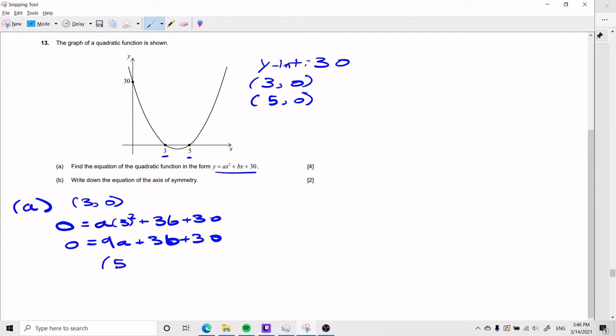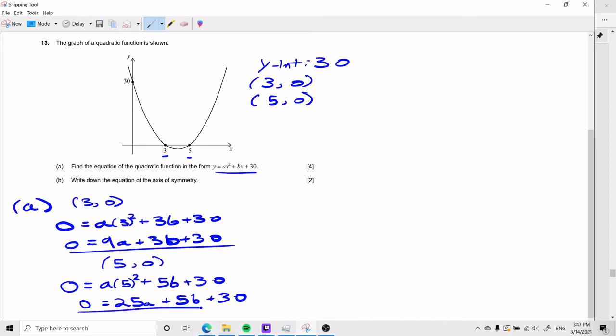Now I'm going to plug in the other set of points, (5, 0). We have y equals 0 and x equals 5, so it ends up as a times 5 squared plus 5b plus 30. So working this out a little bit, we end up with 25a plus 5b plus 30 equals 0. And so now we have our two equations with what we plugged in. If I put them next to each other, we now see that we have a system of equations.